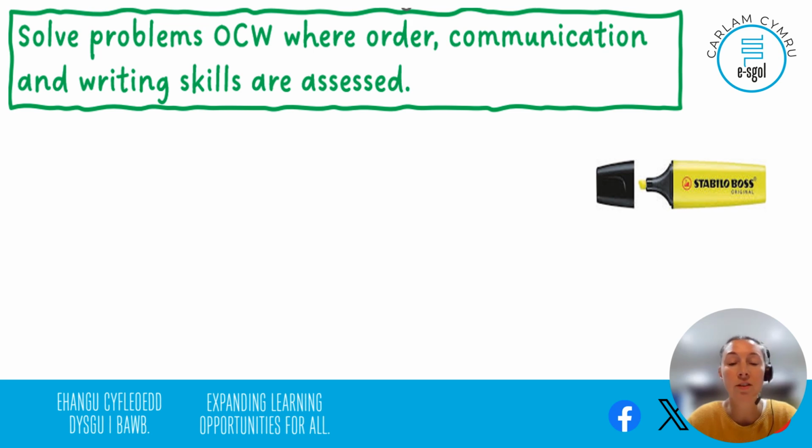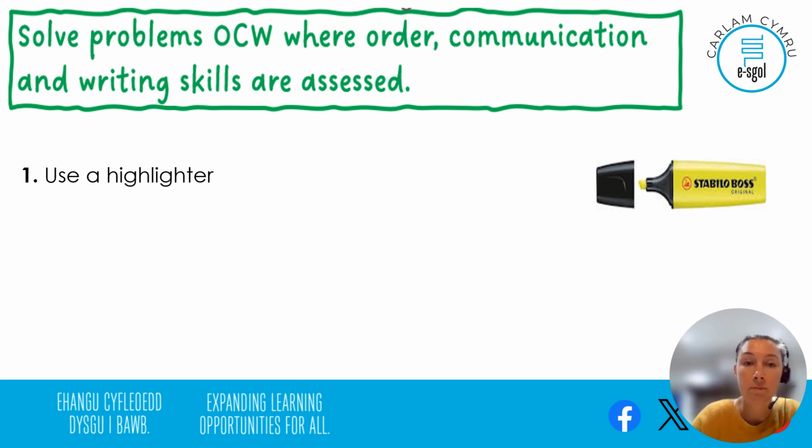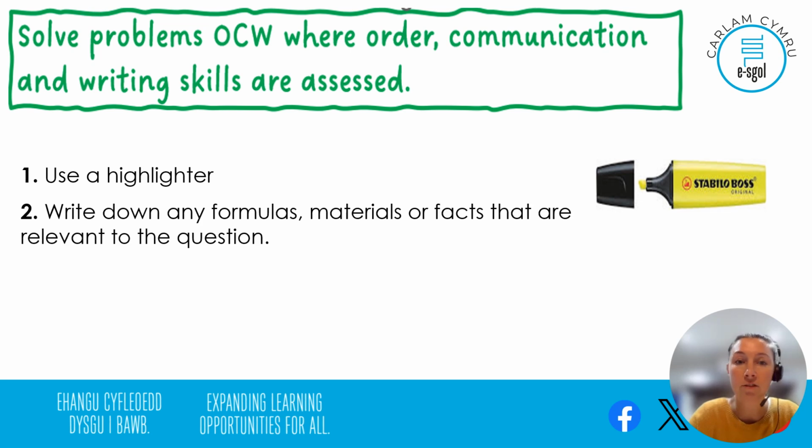In order to be successful in these questions, there are 5 steps that I advise you take for each of these questions to ensure that you get the full OCW marks. Use a highlighter, simple but very effective when the question is quite large and it's worth 6 marks with 2 or 3 OCW marks. Write down any formulas, materials or facts that are relevant to the question.